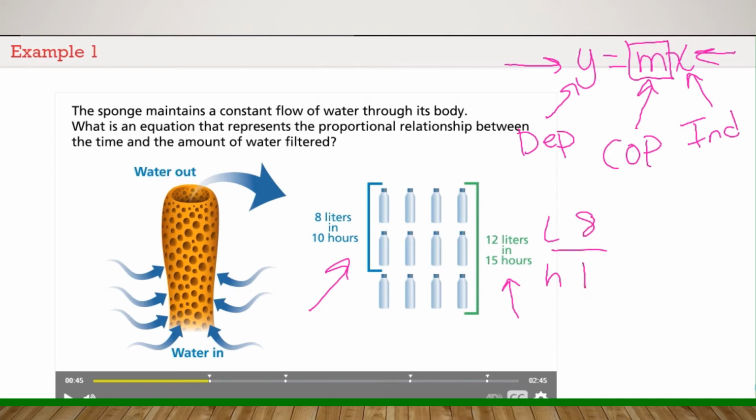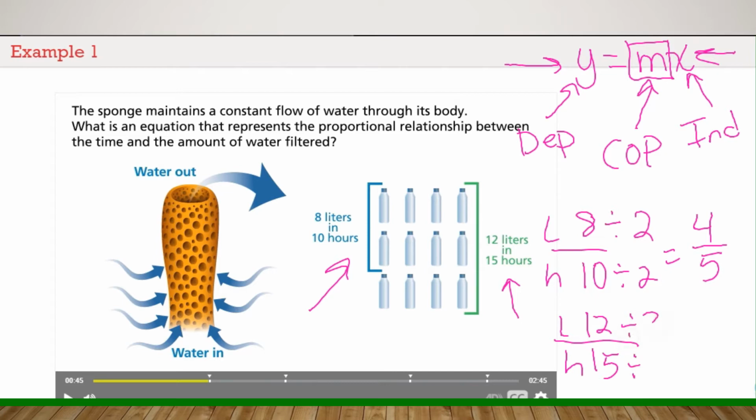So let's go ahead and work on the blue one. We'll put 8 over 10, and then let's go ahead and simplify that. They're both divisible by 2, so we'll end up with 4/5. Now let's simplify the green. We'll put 12 liters over 15 hours, and then we can go ahead and simplify. They're both divisible by 3. 12 divided by 3 is 4, and 15 divided by 3 is 5. So notice, they both simplify to 4/5. That lets us know this is proportional.